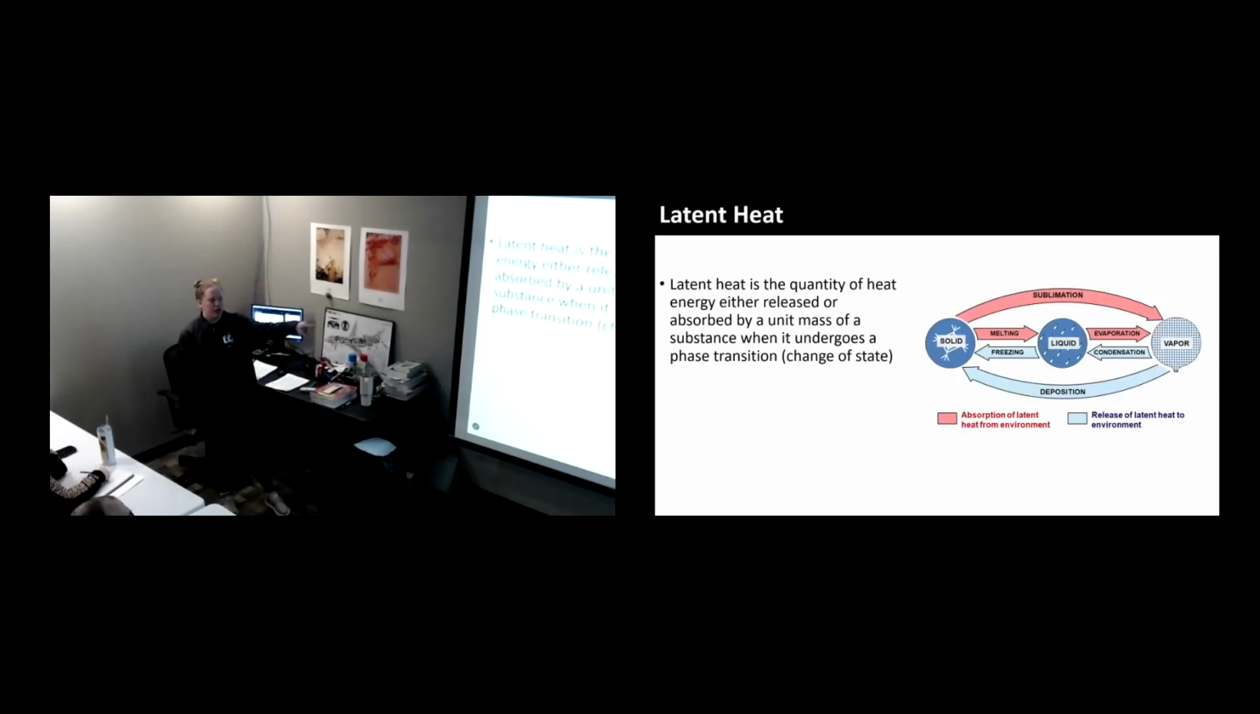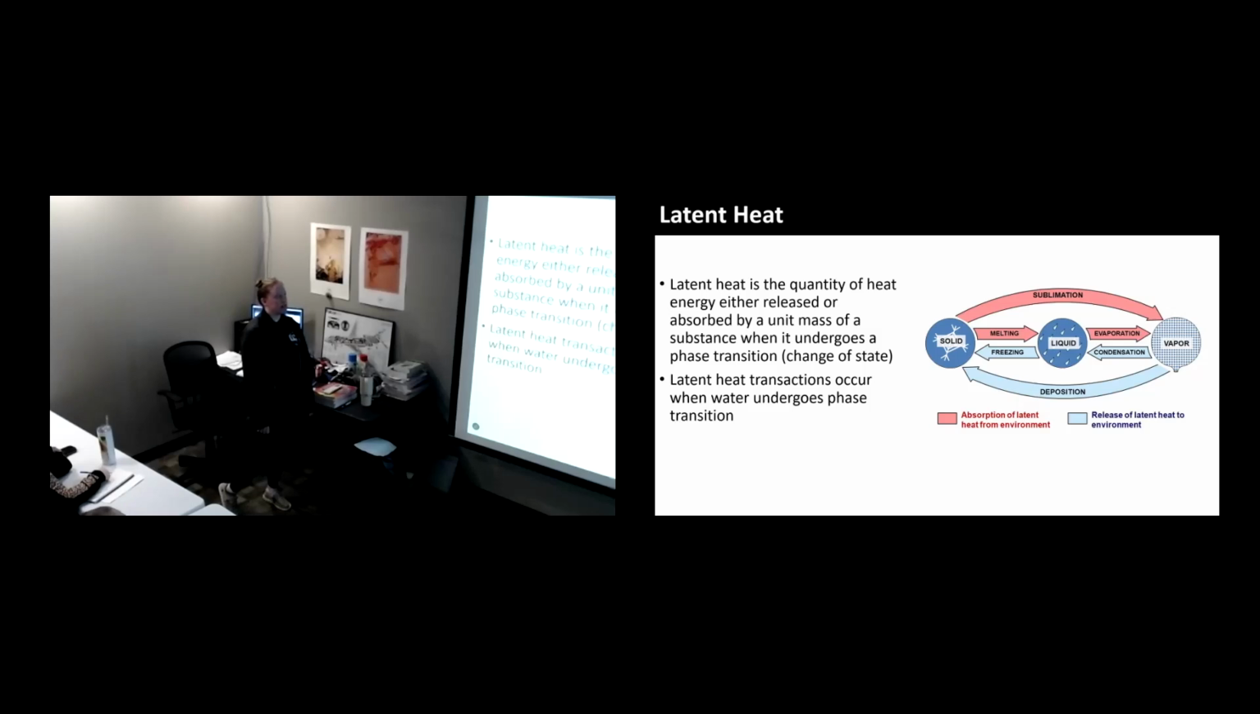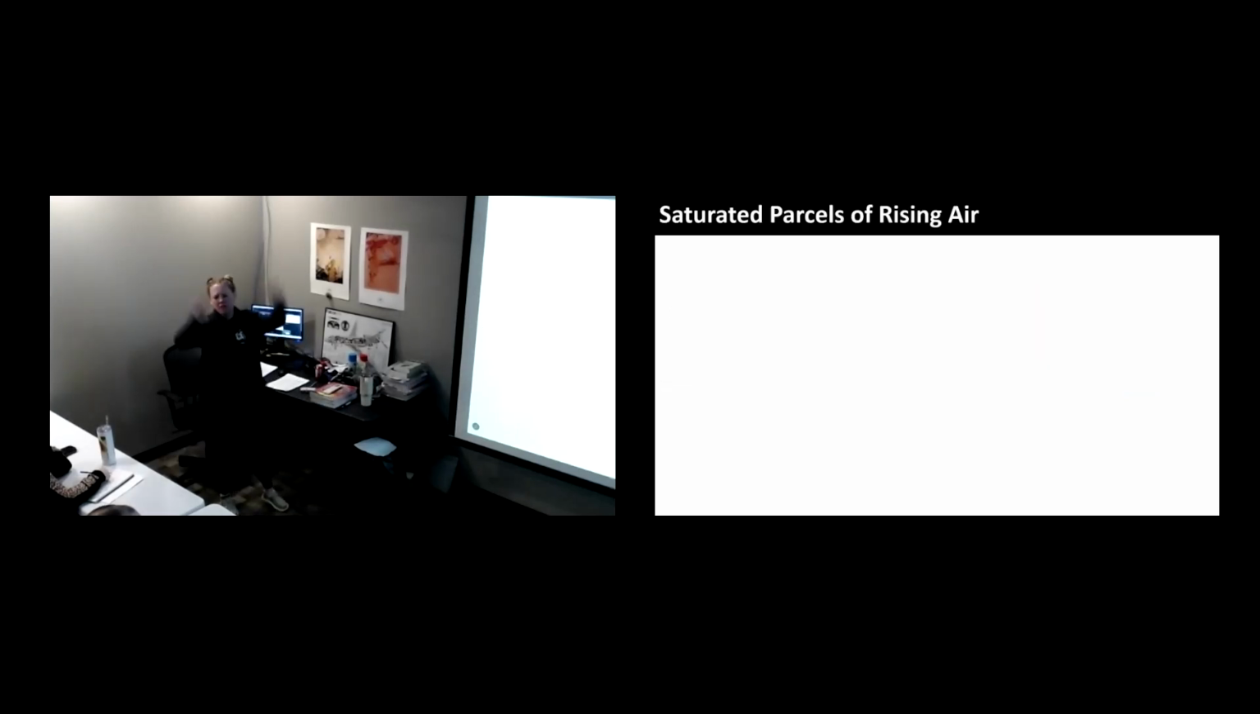We went over this sublimation, melting, freezing, evaporation, condensation thing. Latent heat is the quantity of heat energy either released or absorbed by a unit mass of substance when it undergoes a phase transition, a change in state: liquid, solid, gas. Latent heat transactions occur when the water undergoes phase transitions. Ignore that. Words you don't need to know.